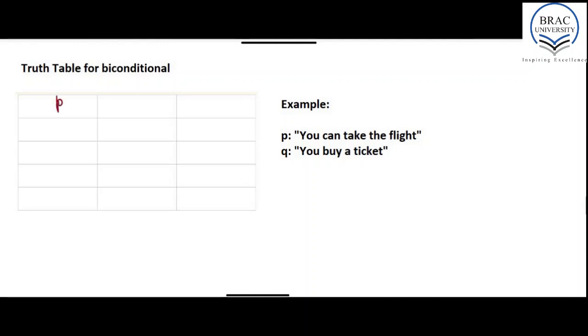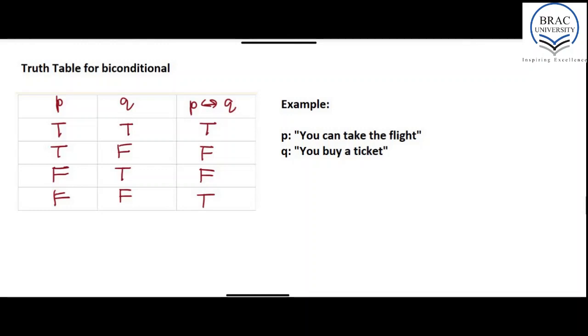So P, Q, and the biconditional of P and Q. If P is true and Q is true, the biconditional is true, as we have defined earlier. P is true and Q is false, this is false. If P is false and Q is true, this is also false. And if P is false and Q is false, this is true. So this is the truth table of the biconditional of P and Q.